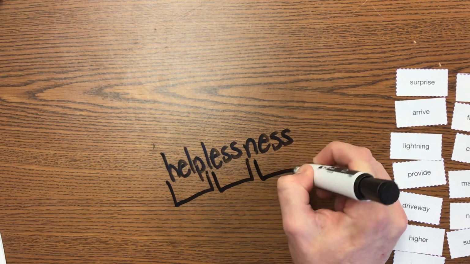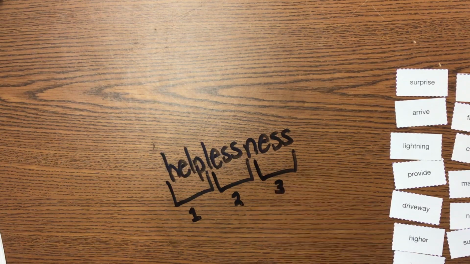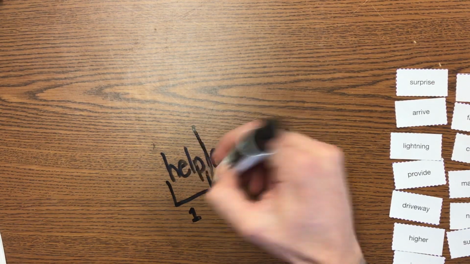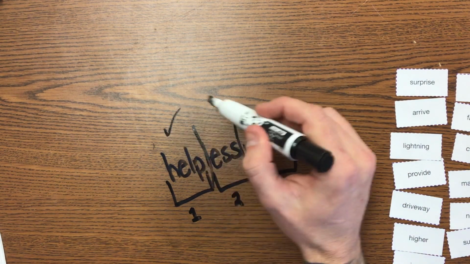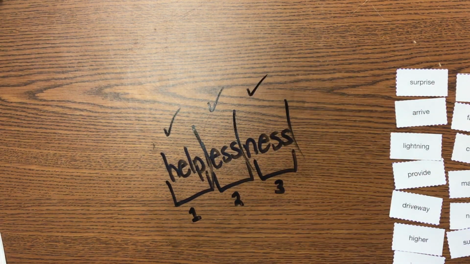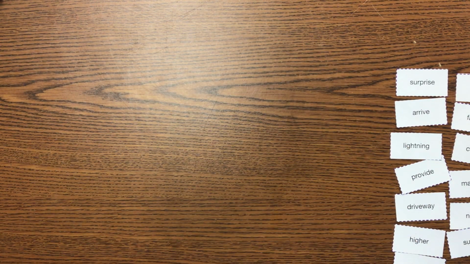Helplessness. This one actually has 3 syllables, okay? Help, less, and ness are all different syllables. Helplessness, okay? So now that we have a better understanding of syllables, that's what we're going to be talking about today with our sort, sort number 21, okay?